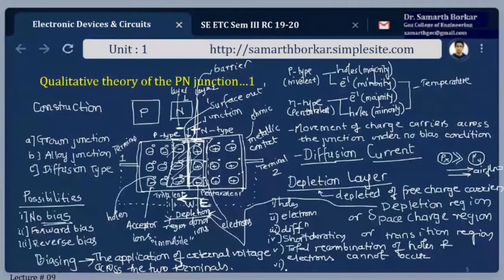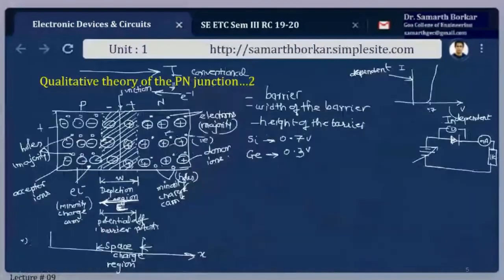Let me write here. The barrier voltages: for silicon, it is 0.7 volt, and for germanium it is 0.3 volt. Fine. So we are still in the first slide. Now here, the last point to consider. This will be the seventh point.